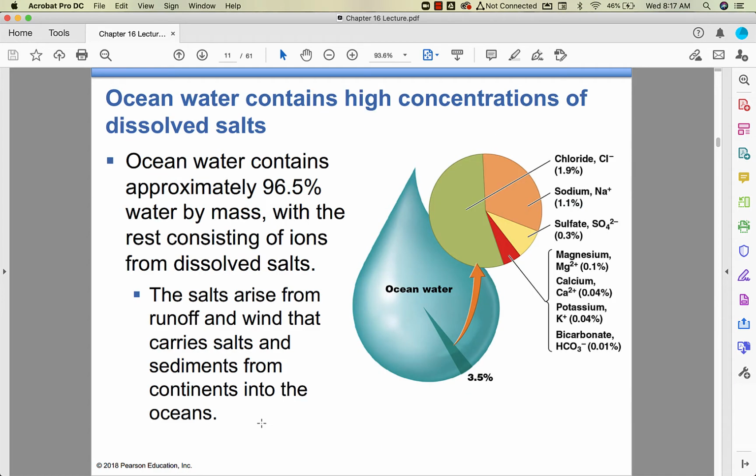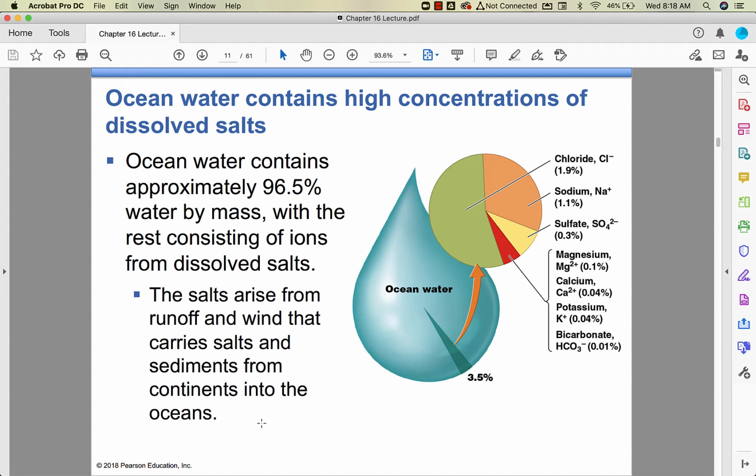So we know ocean water is salty, but it is not that salty. Ocean water is only 3.5% salt. Most of it is water. The salts happen when sediment runs off the land, and creeks and rivers and streams all collect into the ocean. All of those creeks and rivers and streams bring the salt, and it concentrates there in the ocean. So that's why the ocean is salty.